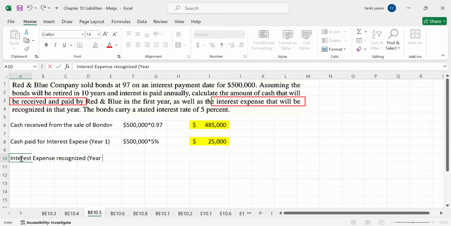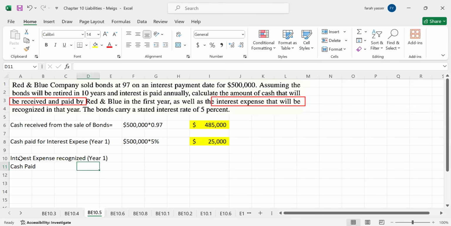Recognize year one. First, we take cash paid. Actually, the cash which is paid is $25,000. Then we add, because we have just discussed that if the bonds are issued at discount, then that discount will be added in the interest expense, or that discount will increase the interest expense.